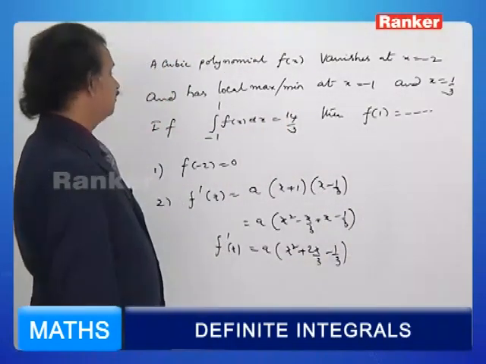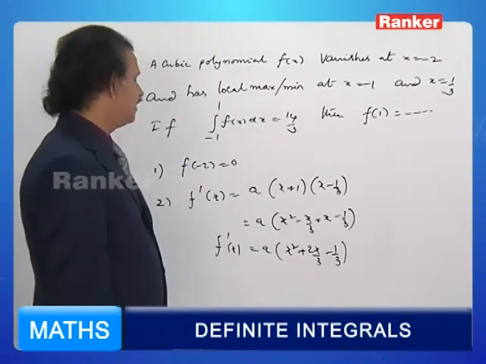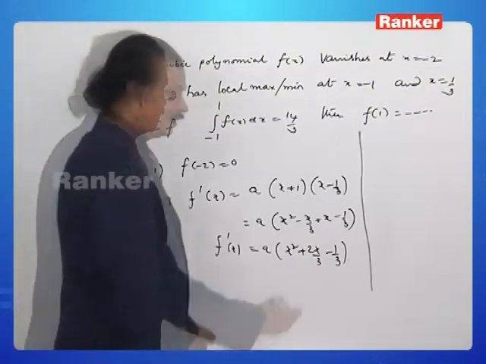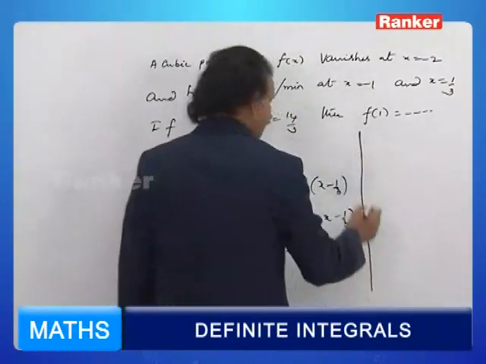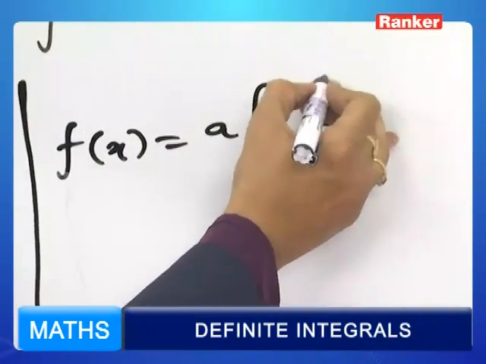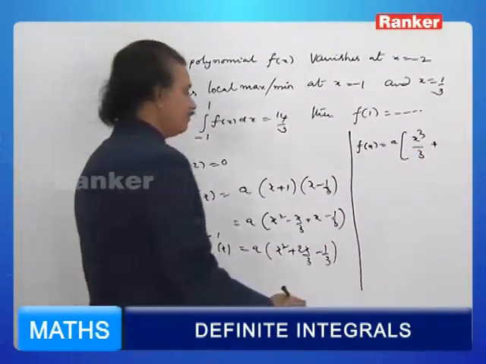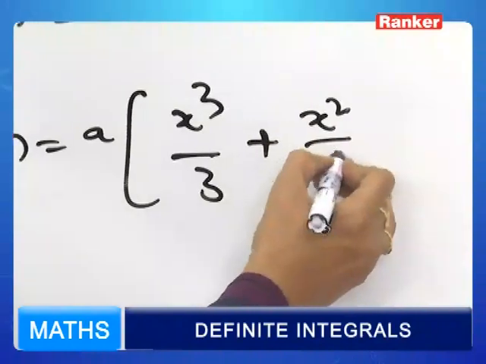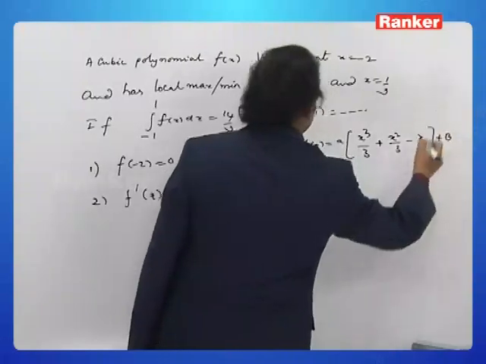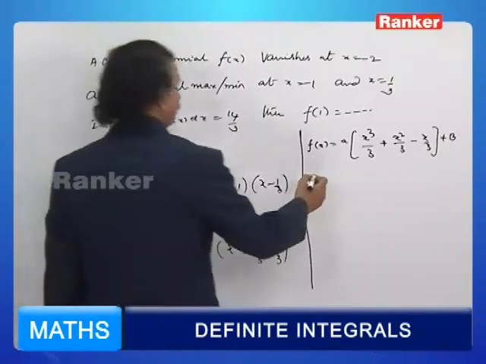Now we are to make use of the essence of the third line of the data, that is integral minus 1 to 1 of f of x dx is equal to 14 by 3. How can we make use of that? Integrate this. What happens? F of x is equal to a into x cube by 3 plus 2 by 3 into x square by 2, that is x square by 3, minus x by 3, plus a constant b.